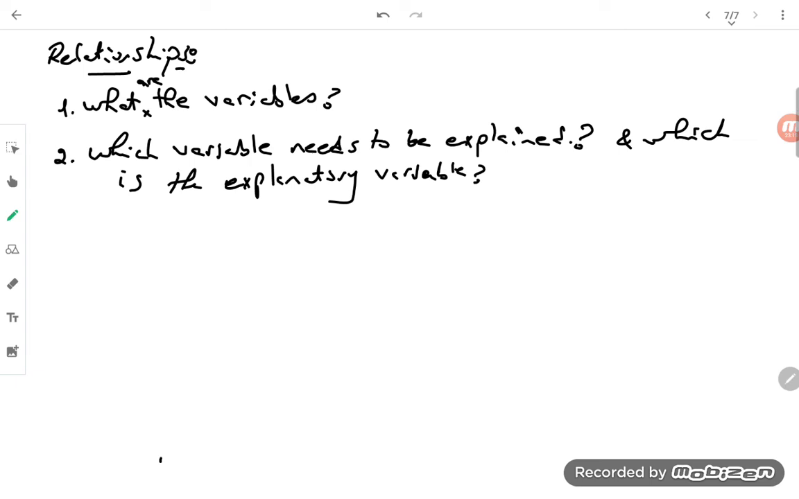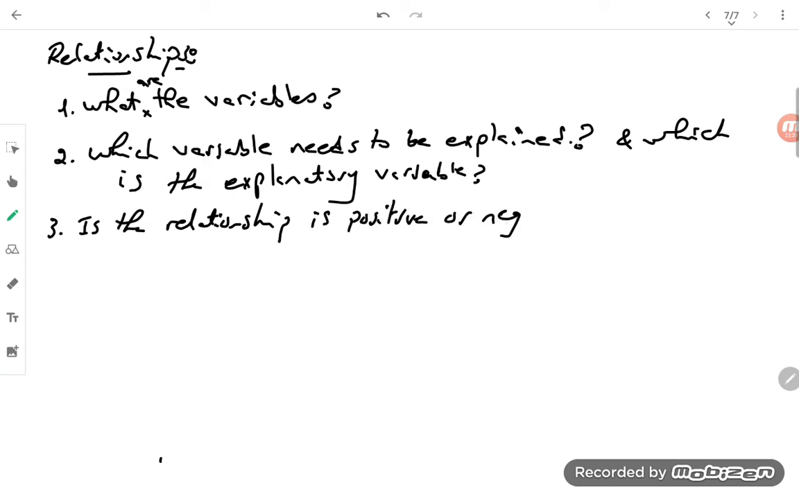Number three, is the relationship between the two variables a positive or negative relationship? Number four, how much will be the value of the dependent variable if the value of an independent is zero, which is the value of the intercept?